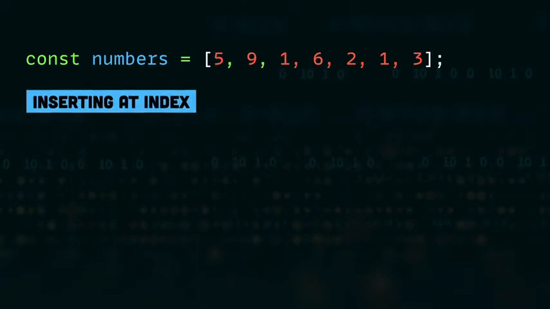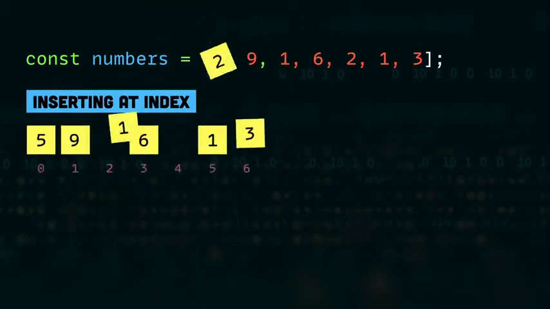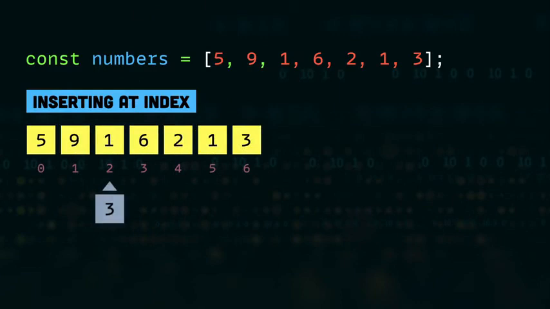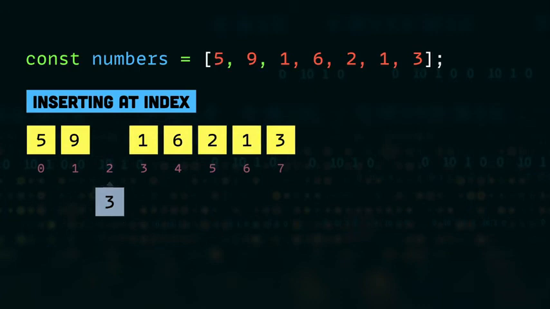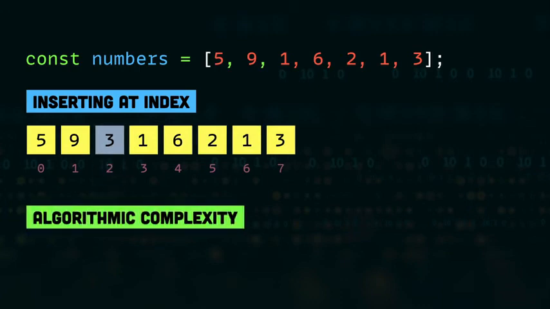Next, we have inserting an element at an index. Let's say that we have the same array and we need to insert an element 3 at index 2. Now what it will do is, starting from index 2, push all the items to the right to make space for the element to be inserted. And once it has the space, it will put the element 3 at index 2. The complexity of this process will be linear, that is the order of n.